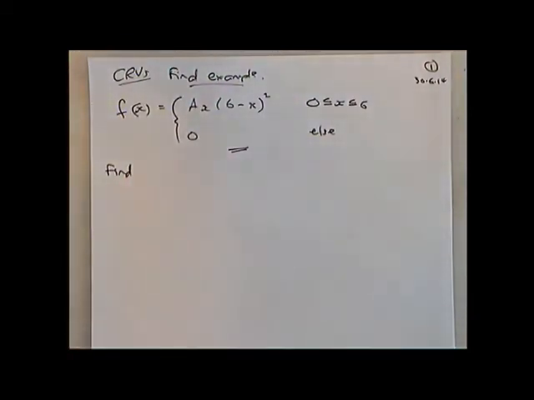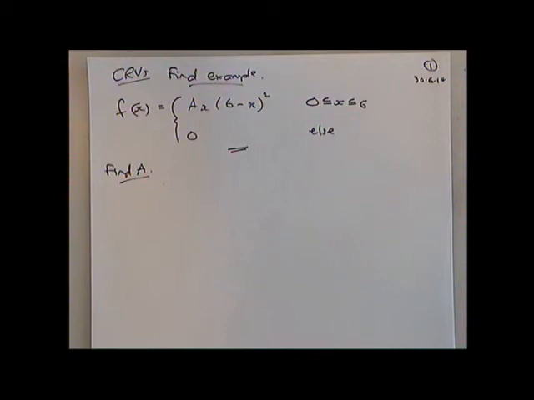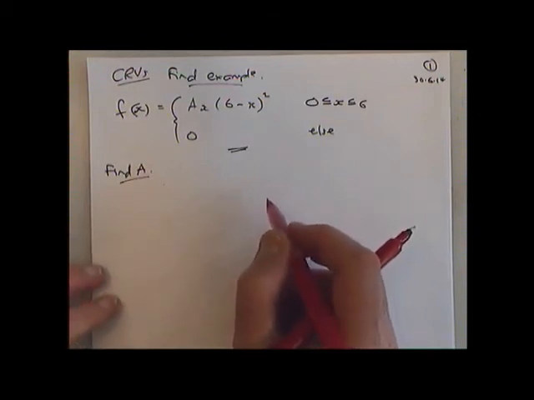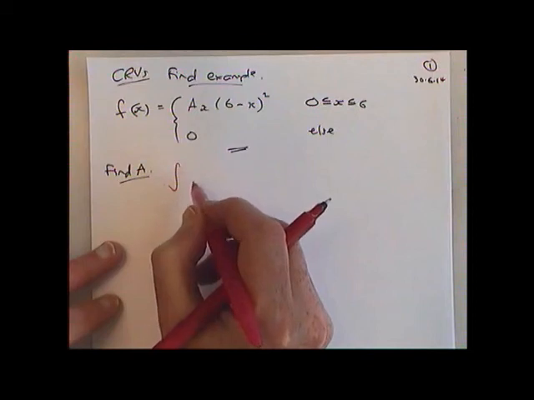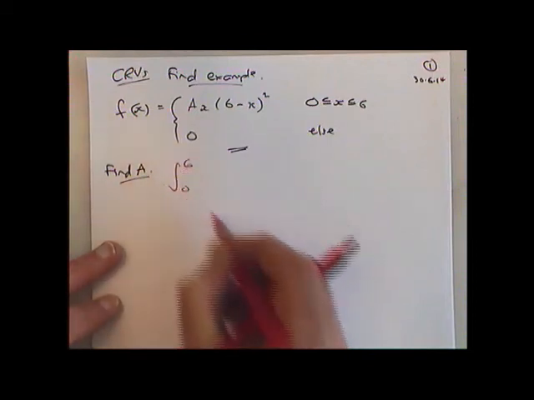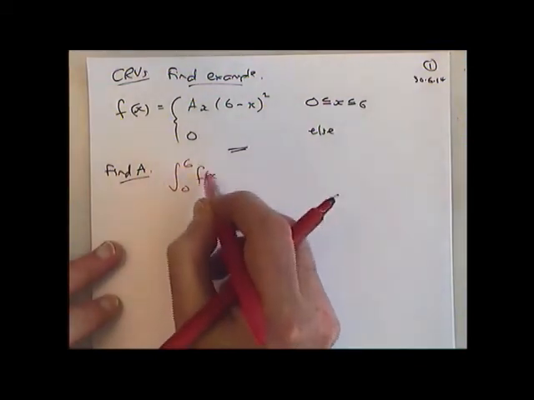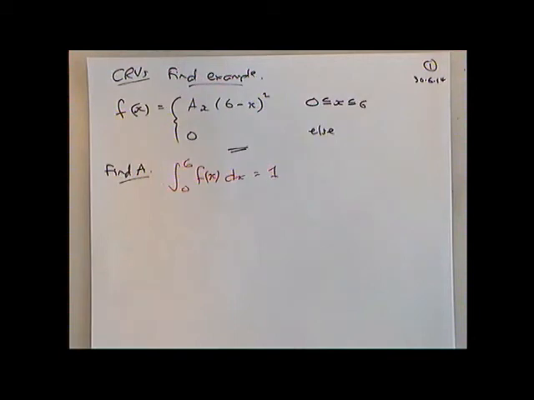So what's the first thing we expect to find? We expect to find a, yeah. So the first thing we will do is find a, and what key bit of information will we use to find a, Gary? We'll use the fact that you integrate between the lower and upper limits and it all equals 1. Yeah, integrate our function between the lower and upper limits, and we expect the answer to be 1. So that's what we're going to use.